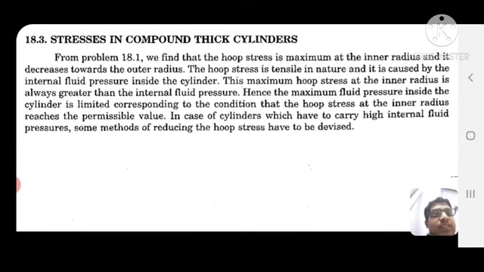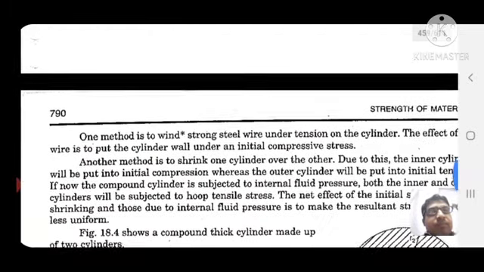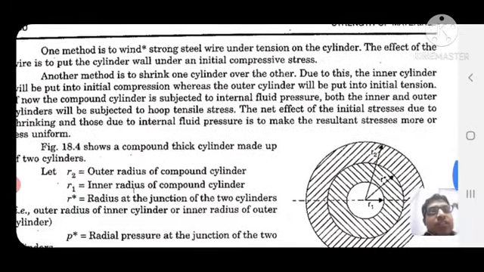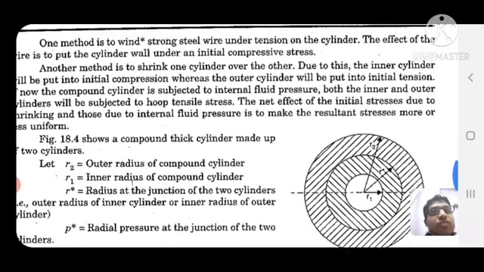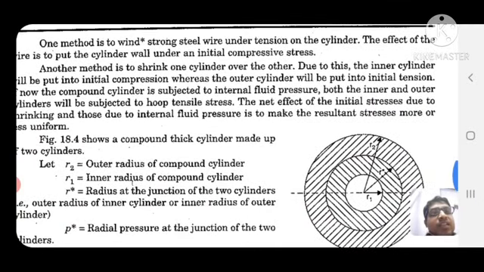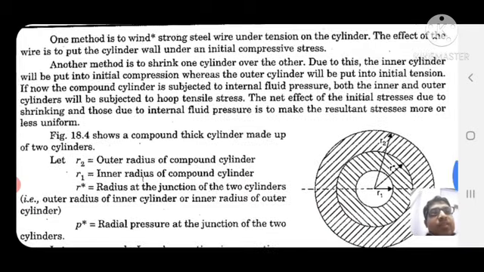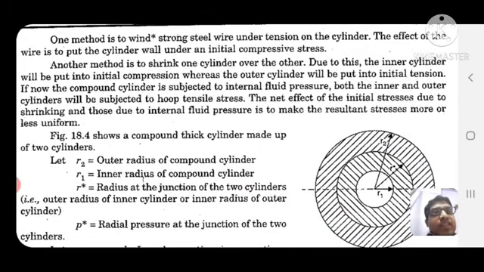In case of cylinders which have to carry high internal fluid pressure, some methods of reducing hoop stress have to be devised. Actually, one method is to wind strong steel wire under tension on the cylinder. The effect of the wire is to put the cylinder wall under an initial compressive stress. Another method is to shrink one cylinder over the other.